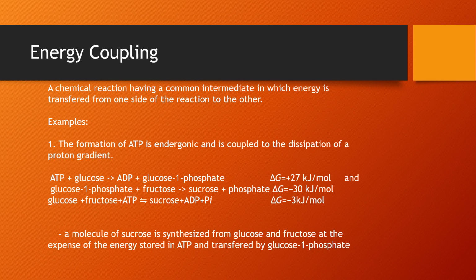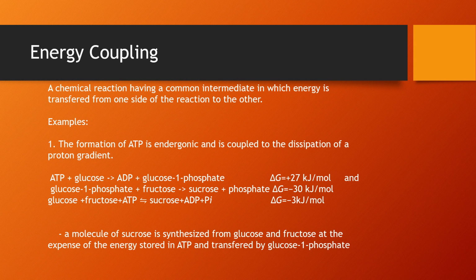You can observe the first reaction, that is the hydrolysis of ATP and the transfer of the phosphate, ATP to ADP and glucose to glucose 1-phosphate. This is a transfer of the phosphate group from ATP to the glucose molecule. This typical reaction is an endergonic reaction, an energy-requiring reaction. It requires 27 kilojoules per mole to complete.